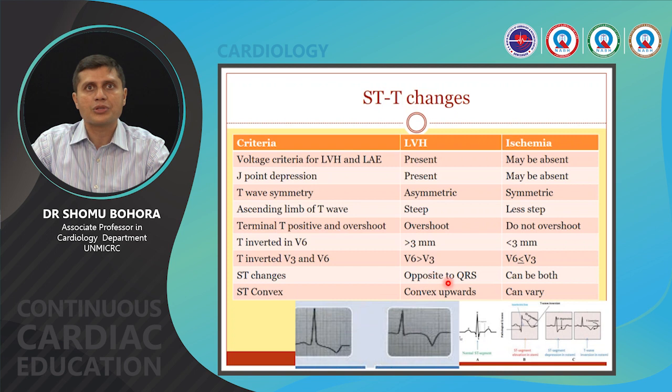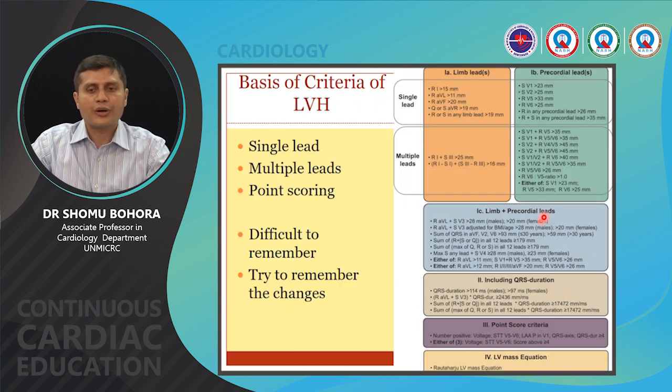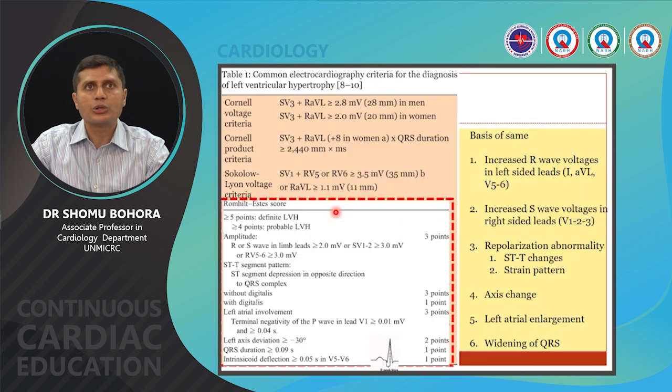STT changes are opposite to that of the QRS, and can be both if the ischemia is causing an ST elevation. ST is convex upwards, especially in LVH, and it can vary in ischemia. So after that differential is reached, we need to find out if there is LVH or not by criteria. You can use single leads, you can use multiple leads, you can use a point scoring. There are multiple scoring systems available, but try to remember the most commonly used.